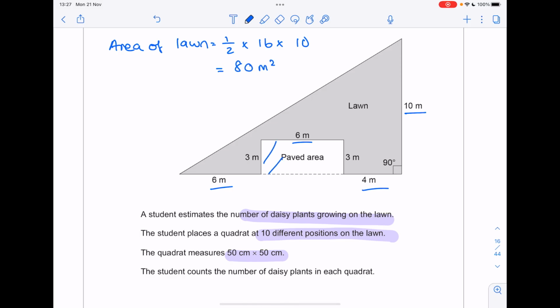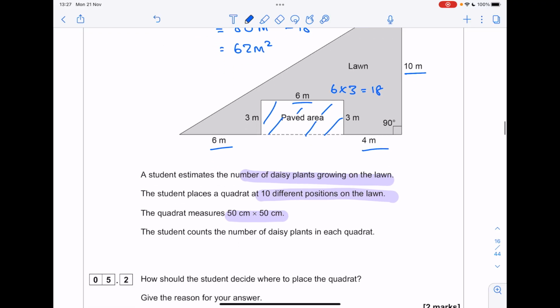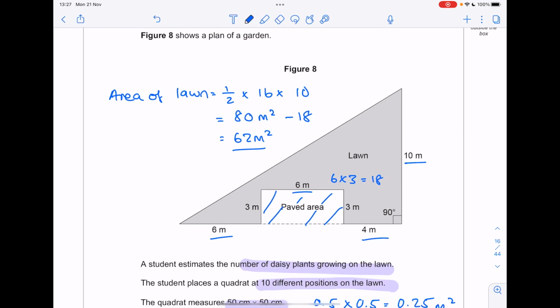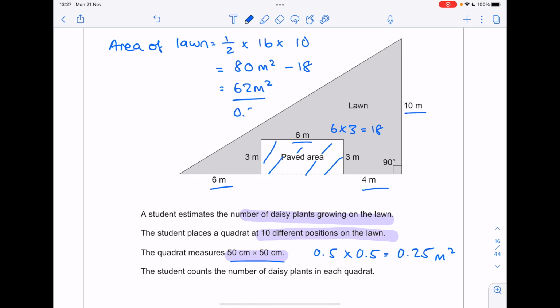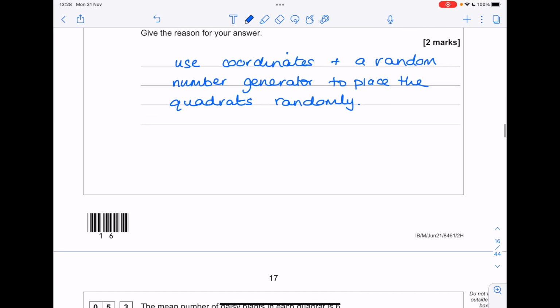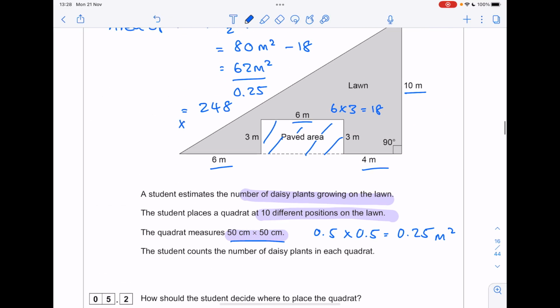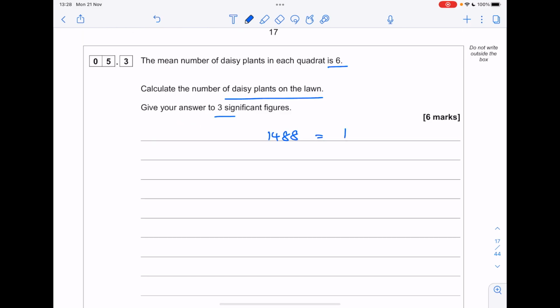Let's remove the paved area because obviously there's no lawn there. That's just 6 times 3, which is 18. So take away that 18 to get 62 meters squared. And then each quadrat measures 0.5 meters by 0.5 meters, which is 0.25 meters squared. So we now need to divide the 62 square meters by 0.25 to get 248. And then we were told that each one contained 6 daisies as a mean. So just multiply those two together, which to 3 significant figures is this number here.